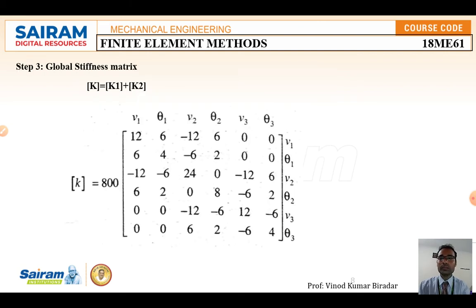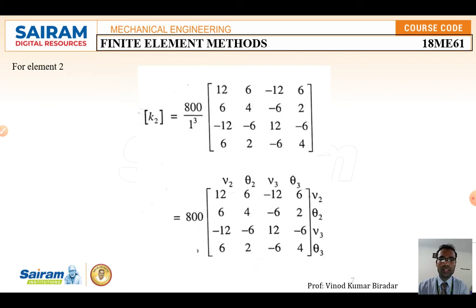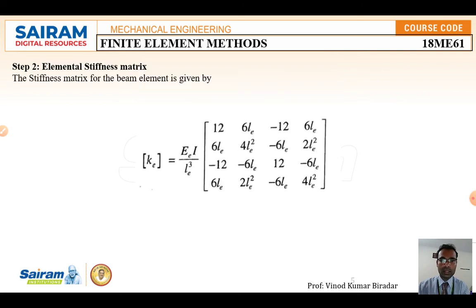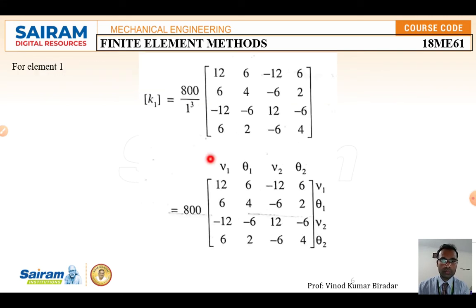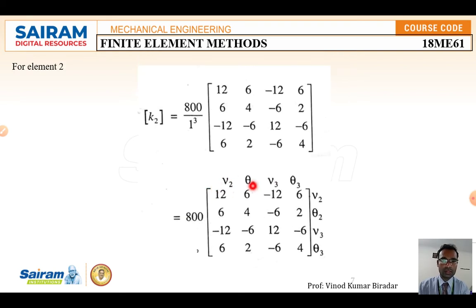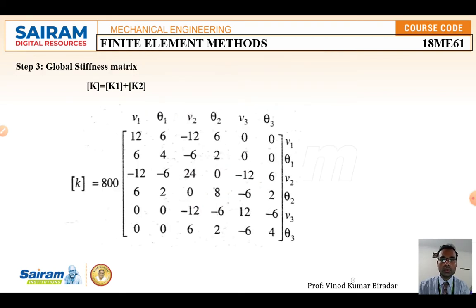Coming to the next step, the global stiffness matrix. We have the formula K is equal to K1 plus K2. Since the maximum node number is 3, write v1, theta 1, v2, theta 2, v3, theta 3 here also. I already told you how to add these. Look here at v1: this 12, how did I take it? It is v1 v1. Check this v1 in both matrices. In the first element, the value is 12. In the second element, v1 is not there, so it is 0. So 12 plus 0 is equal to 12.